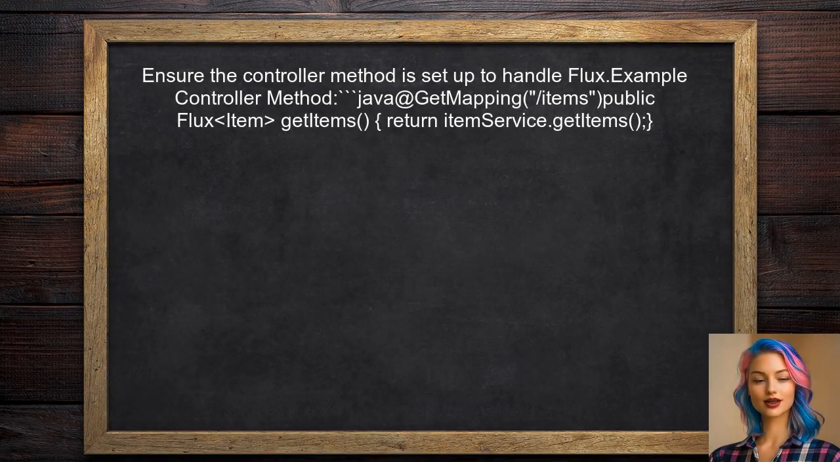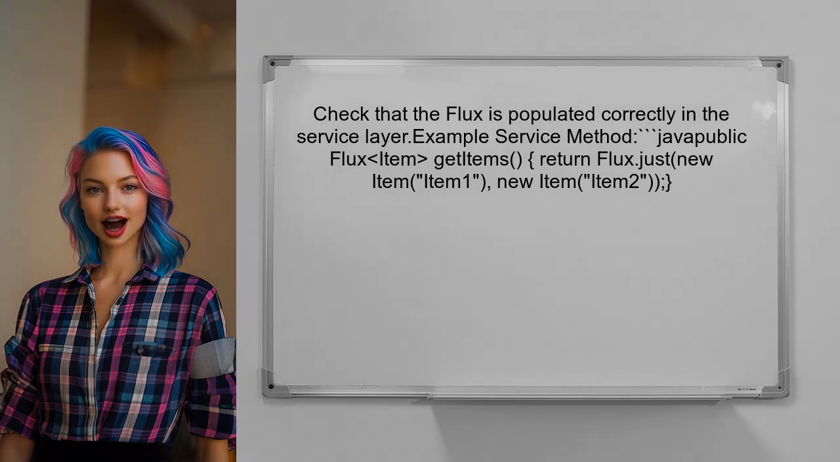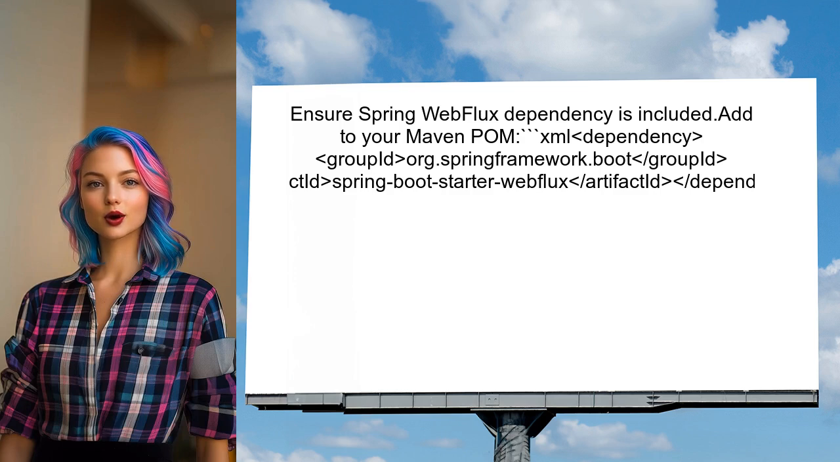To return a Flux from your service to the controller, the user should ensure that the controller method is correctly set up to handle the Flux type. This means the return type of the controller method should be Flux. Next, the user should check that the Flux is being populated correctly in the service layer. This can be done by ensuring that the Flux is created from a data source, such as a database or an in-memory list. Now, the user should ensure that the Spring WebFlux dependency is included in the project. This is essential for handling reactive types like Flux in the web layer.